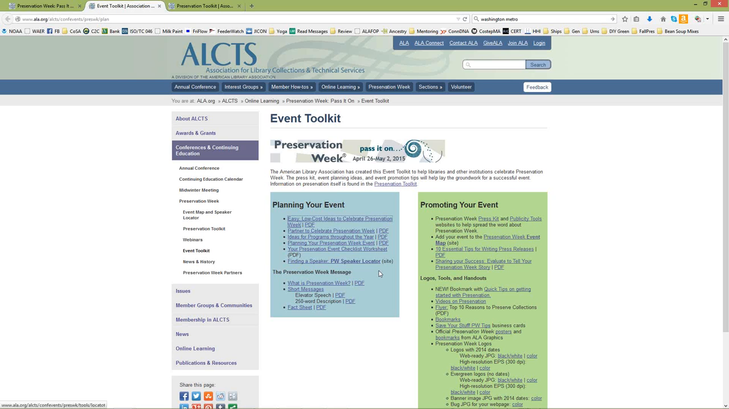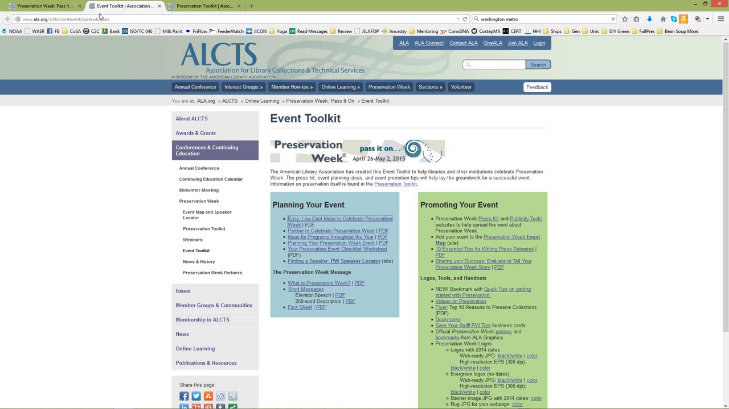We have ideas for programming throughout the year, lots of ways to help you get started. But if it really comes down to it, the first thing you want to do is, you know when Preservation Week is, come up with an idea. You know your community better than I do. And so what do you see as some of the biggest needs in your community in terms of preservation? Come up with your idea and then really just develop it.